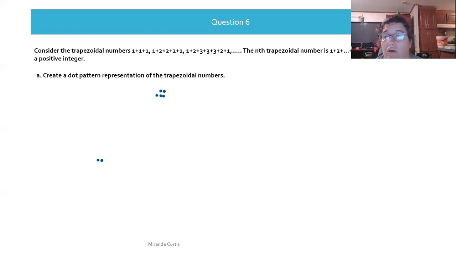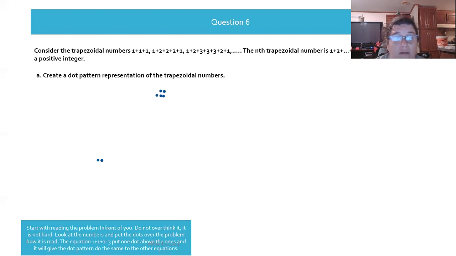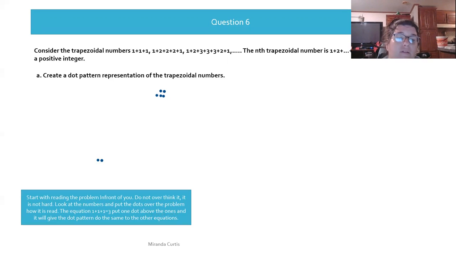If you keep going down your line, you're going to go 1, 2, 3, and then your n is going to be the next number. You just keep on going, and your n is always going to be the next number in your line. So it's telling us to create a pattern representative of the trapezoidal number, and they're going to be positive because our integers are positive. We got to start with reading the problem in front of you. Do not overthink it. I did. The first time I saw this, I freaked out. I overthought this problem, and it's really not hard after you think about it.